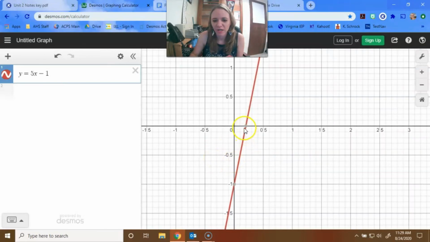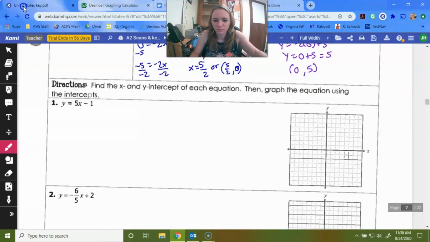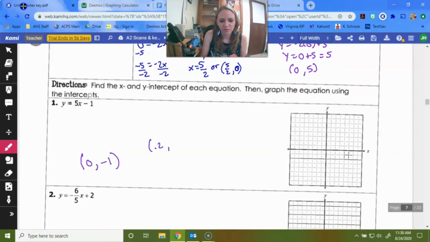Now, the one challenge will be... for the most part, it will. So see on this one, it's showing me clearly the y-intercept is 0, -1. And if I click on this dot, you could easily do that. Click on these dots, 0, -1, and then point to 0. I'm going to write those down.